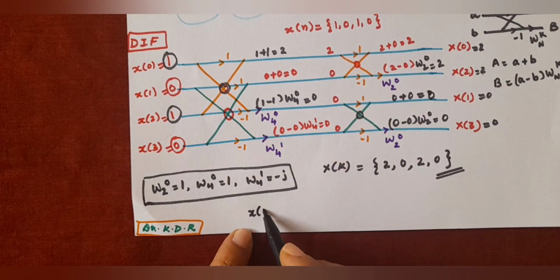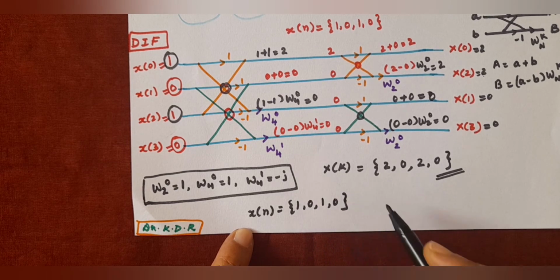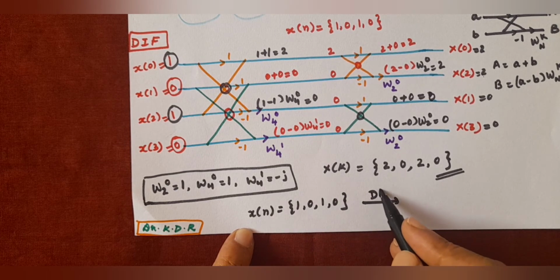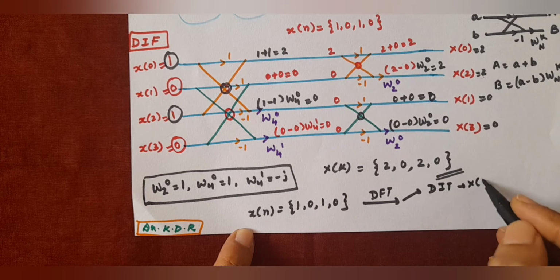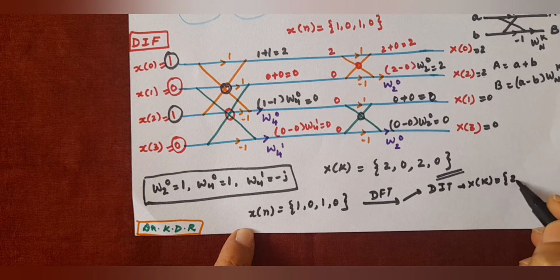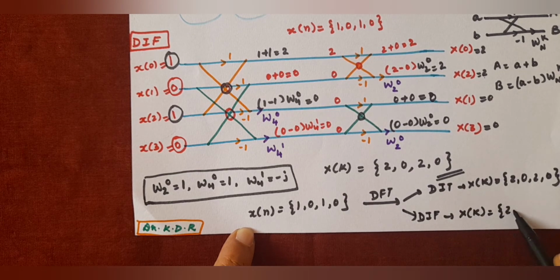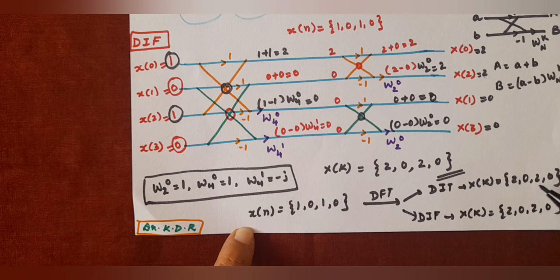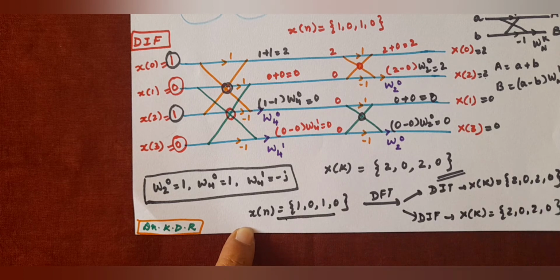The given discrete time sequence x of n is 1 0 1 0. On applying DFT, either by DIT, the capital X of k is coming to be 2 0 2 0, and coming to DIF, X of k is coming to be 2 0 2 0. So whether it is DIT or DIF, for a given sequence the answer is the same.